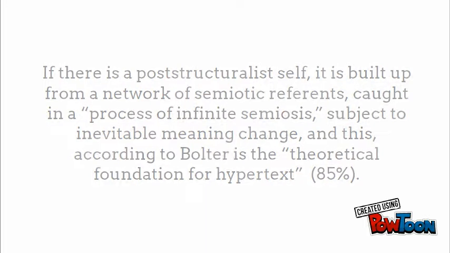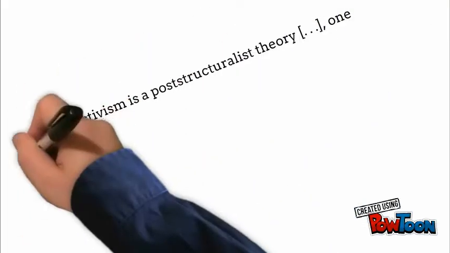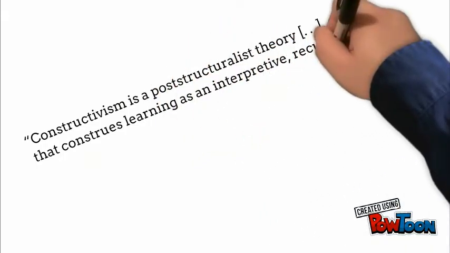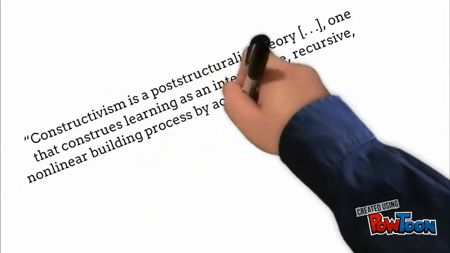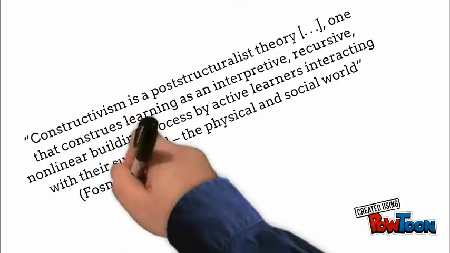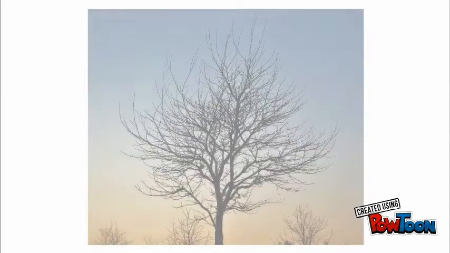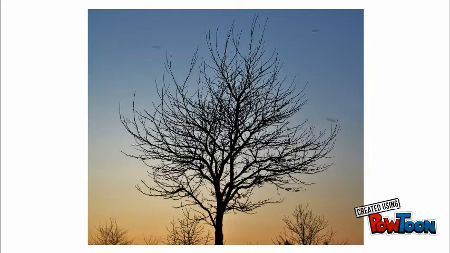I would draw a parallel here with the view of the self put forward in Constructivist Epistemologies. According to Fosnot, constructivism is a post-structuralist theory, one that construes learning as an interpretive, recursive, nonlinear building process by active learners interacting with their surround, the physical and social world. To me, this sounds like hypertextual thinking. Perhaps we can talk about the tree that grows from the branches inward, the self that grows from its input. This is the constructivist self.